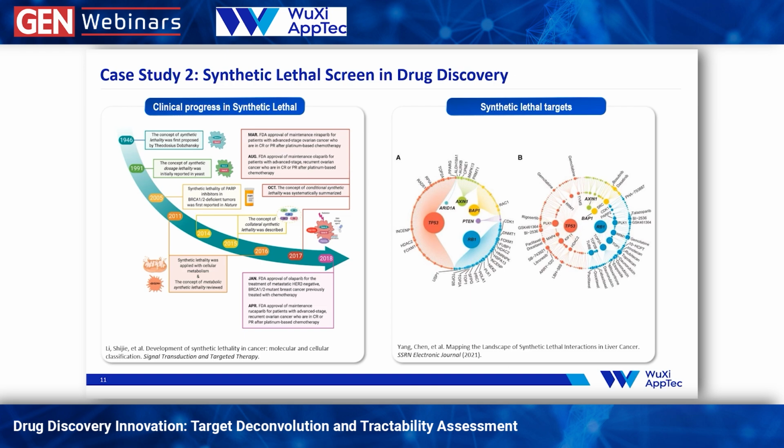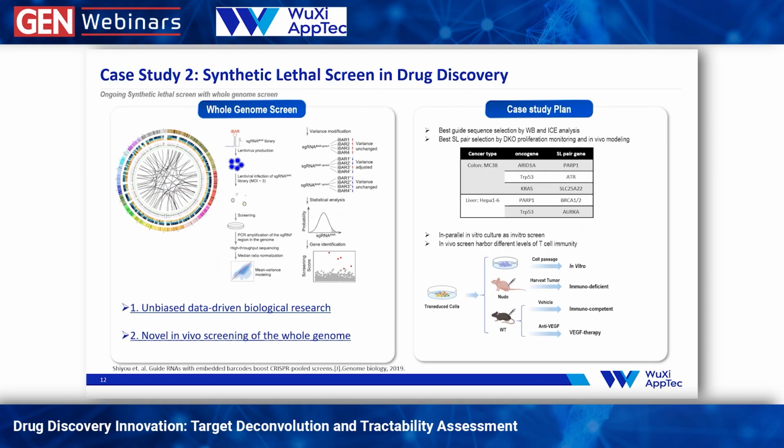On the right figure, we can see a lot of hot synthetic lethal pairs, focusing on, for example, ARID1A, TP53, BAP1, and other genes. So there are still a lot of new synthetic lethal pairs waiting to be discovered that could potentially be used to treat cancer.